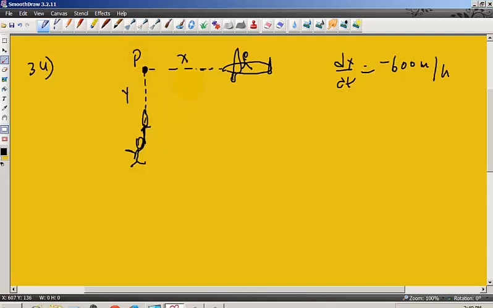Okay, and go ahead, keep going. At the end. Okay, when x is equal to 2 miles, go ahead. Okay, y is equal to 4 miles. Okay.